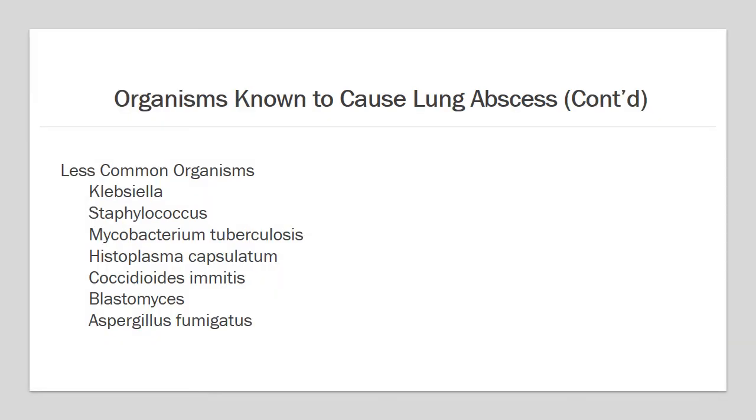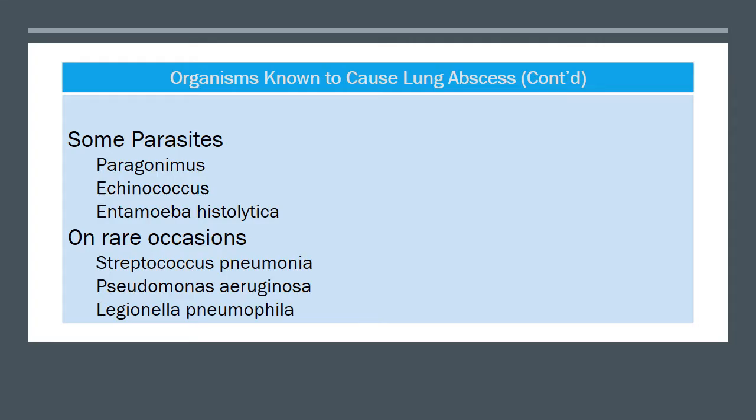Other less common organisms are Klebsiella, which leads to currant jelly-type secretions. They look like someone just spit a bunch of jelly into your hand. Mycobacterium tuberculosis, Histoplasma capsulatum, Coccidioides immitis, Blastomyces, and Aspergillus. So these are less common, but still you do see them on occasion. There also are some parasites, and on rare occasions, things like Streptococcus pneumoniae, Pseudomonas aeruginosa, and Legionella disease all can cause a lung abscess.